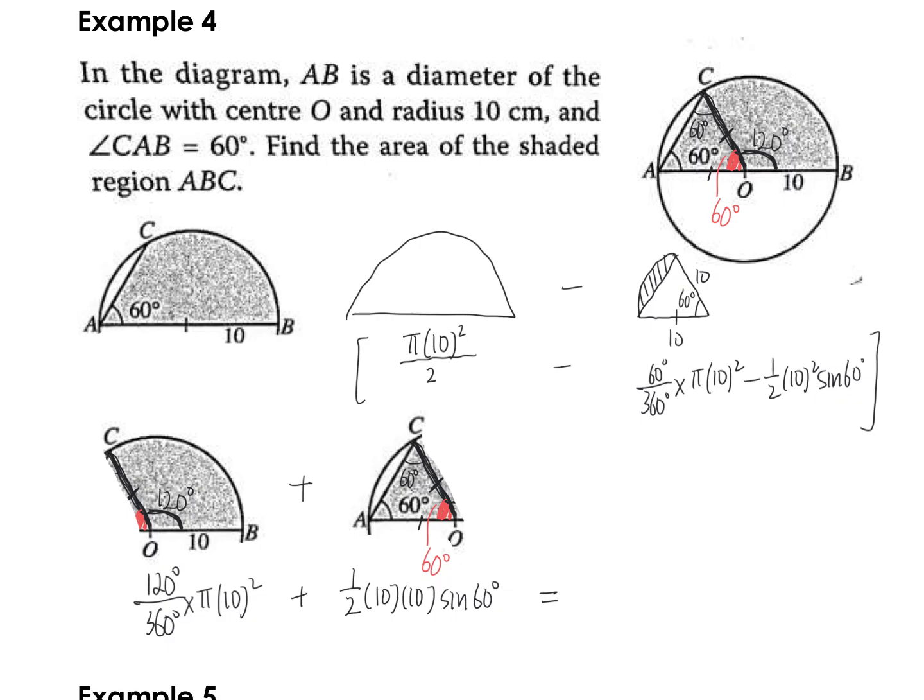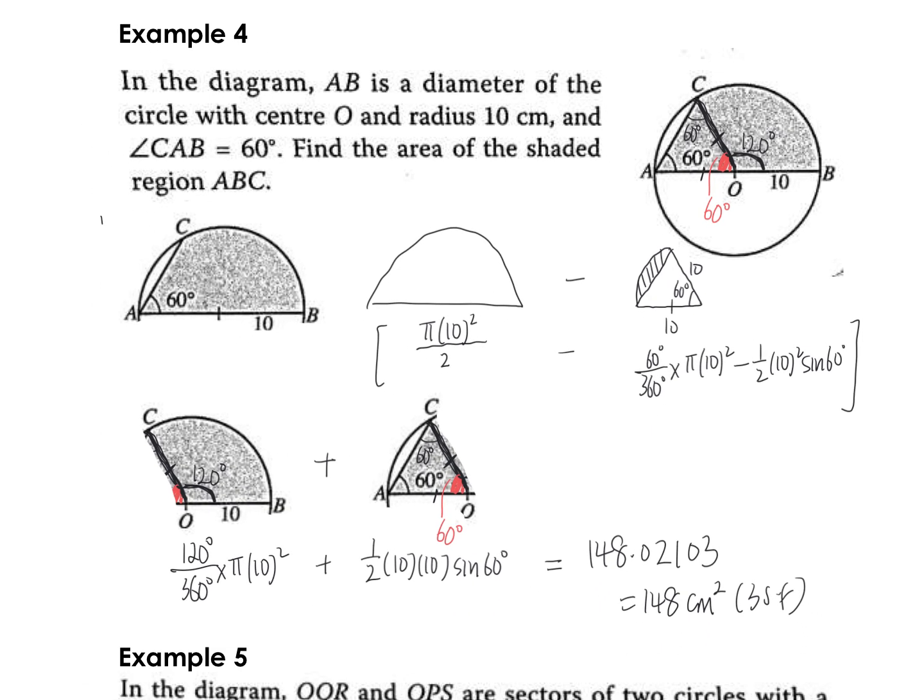You have like 9 minutes, okay, that's good enough for the next question. So 148 cm square, 3SF. So method 1, method 2. Both are equally good methods as long as you get the same answer. Okay, last one is their favorite. They like to ask fan shape.